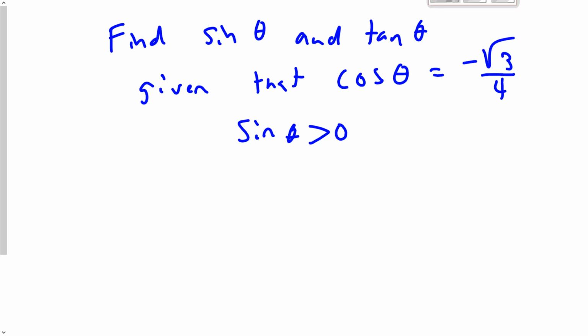Okay, so here we go. We want to find sine of theta and tan of theta given cosine of theta, and sine of theta is bigger than 0. That sine of theta is bigger than 0 just lets us know that our answer for sine is going to be positive.